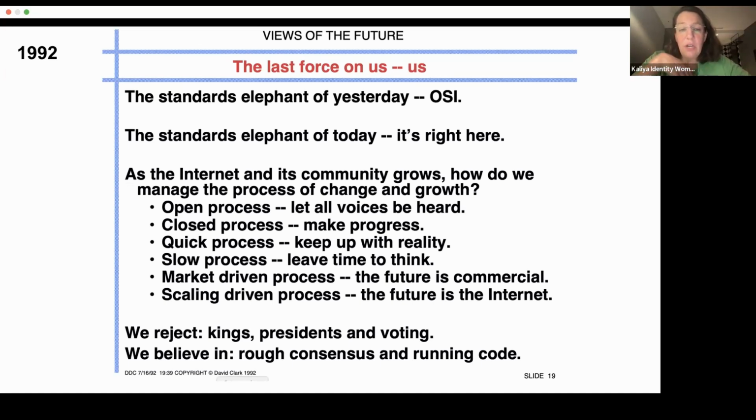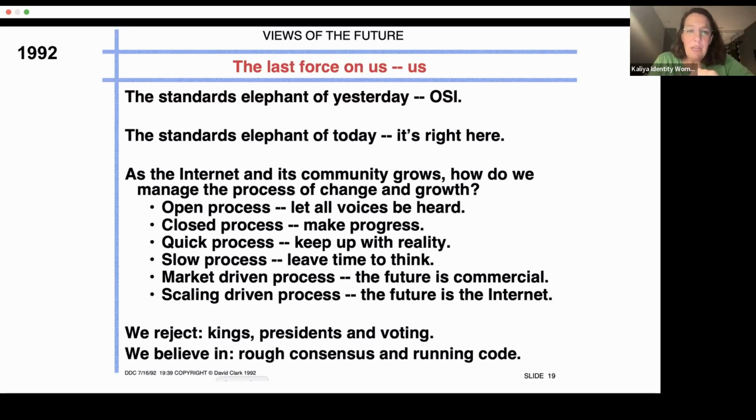If we just go with the market-driven forces, the future is commercial, and then how do we scale if the future is the internet? And the other thing that's important on the slide, it says the standards element of yesterday, OSI, specifically referencing this conflict that's active at the time between TCP/IP and the OSI protocols.